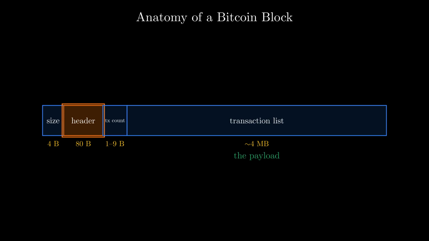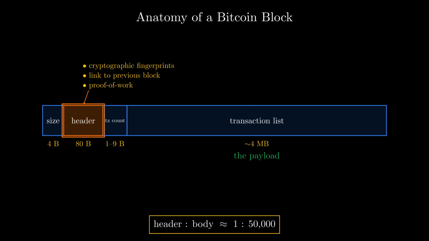That transaction list is the payload. The actual ledger entries Bitcoin exists to record. But the header is what binds everything together. It carries the cryptographic fingerprints, the link to the previous block, and the proof of work. Almost every security guarantee Bitcoin offers traces back to those 80 bytes. The body holds the data. The header holds the trust.